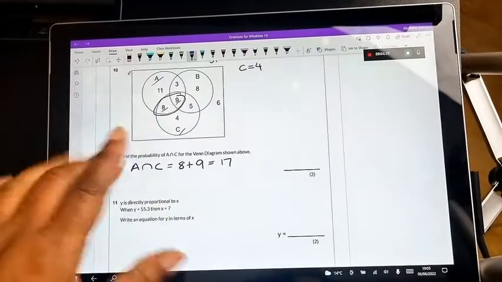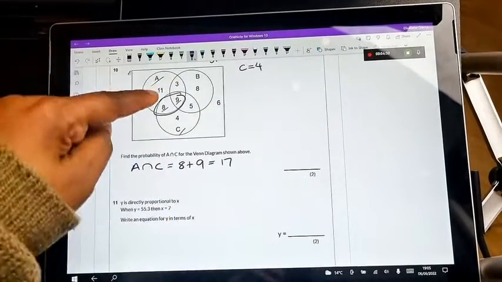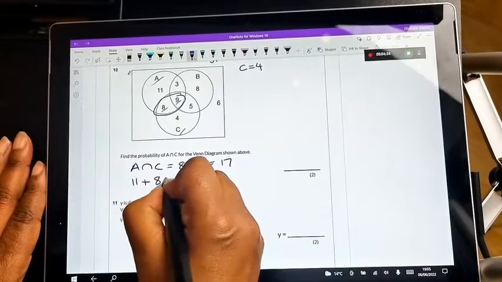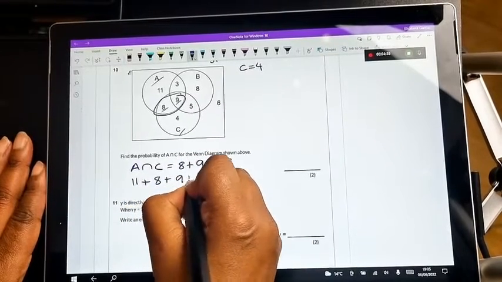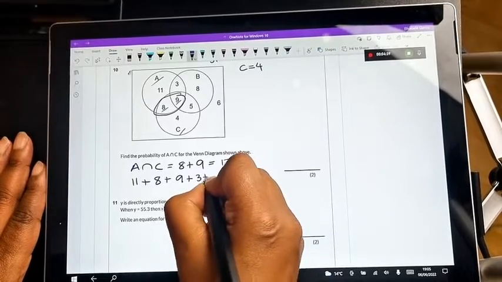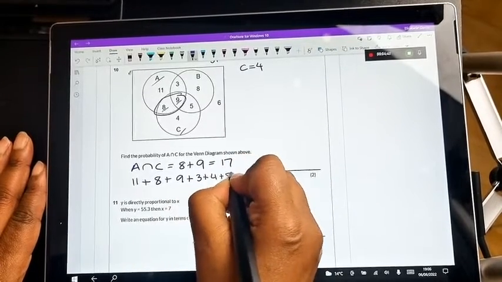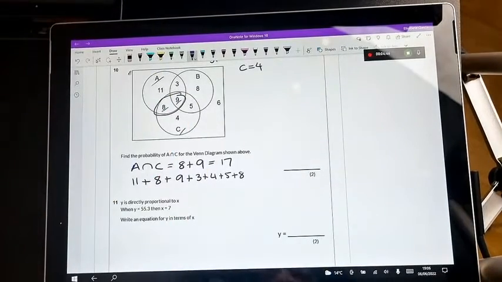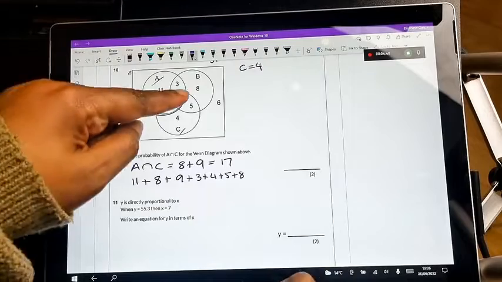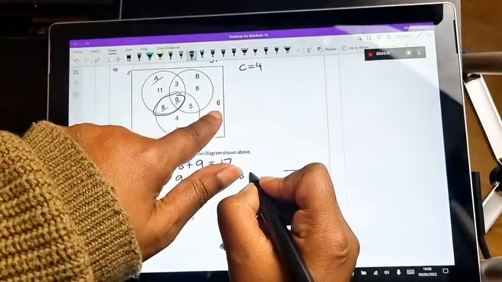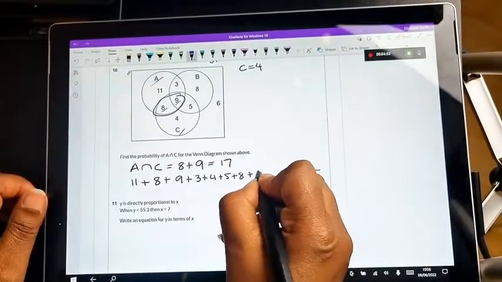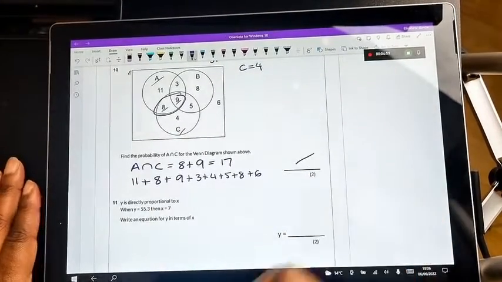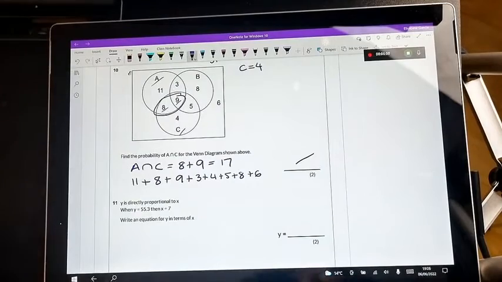Now that we have that, we need to know the total. So you need to add 11 plus 8 plus 9 plus 3 plus 4 plus 5 plus 8. So I'm going through all the numbers inside here. Okay, guys? So make sure you're doing exactly the same. And then the last one, which is the elements, plus 6. All of those need to be added together because it's going to be your denominator, the total at the bottom. Okay? Let's have a look.